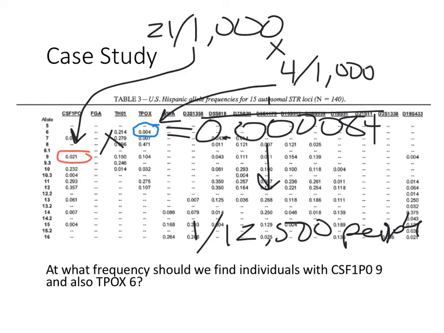So how do forensic scientists use this information? Say you're at a crime scene. So you're a forensic analyst and you're at a crime scene and you get a DNA sample and you genotype it and you discover that the individual that left the sample had those two alleles. This DNA sample has 9 repeats at CSF1P0 and 6 repeats at TPOX.